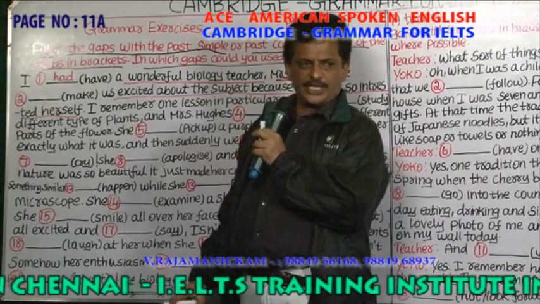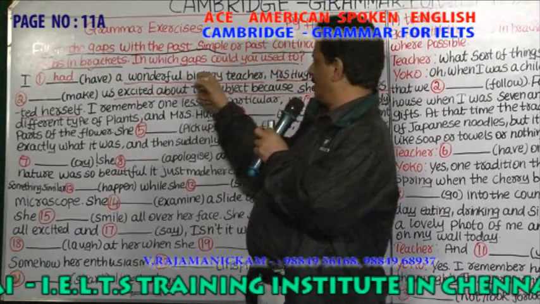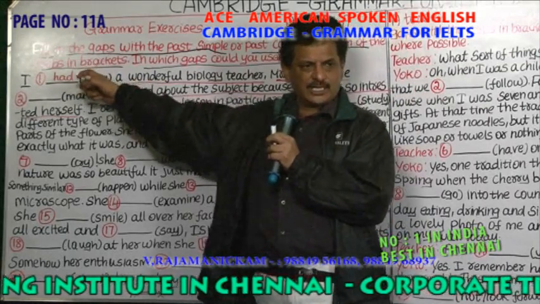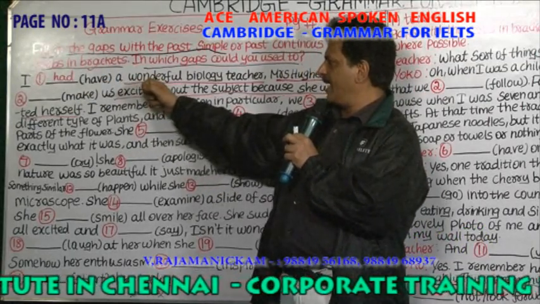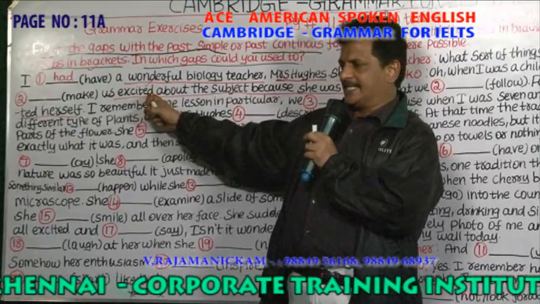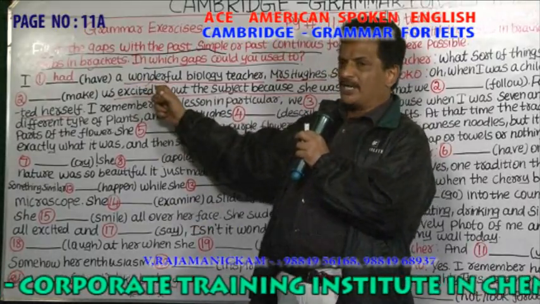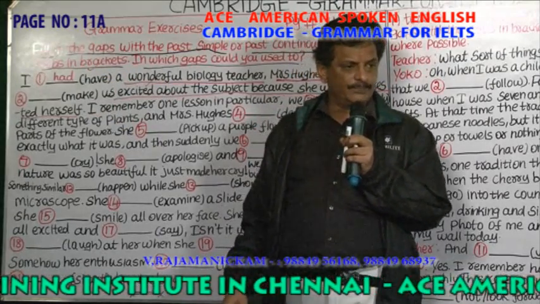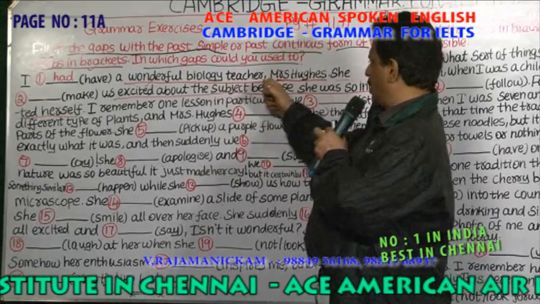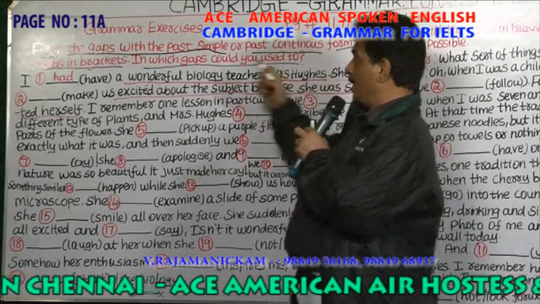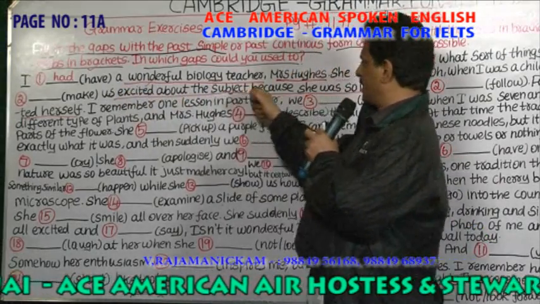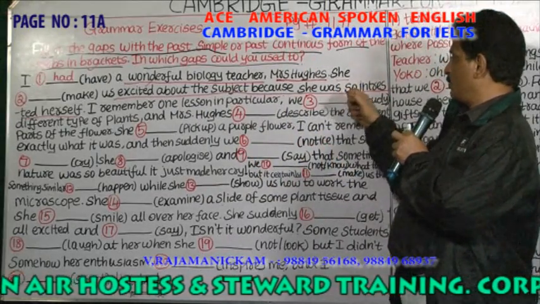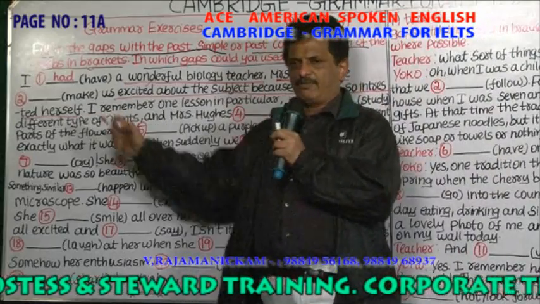The correct answer is given here. I had a wonderful biology teacher, Mrs. Hughes. Why do you use had? Because in the following sentences you find in the main sentence excited, right? So it is the past tense. You are mentioning a past action. So you have to use I had, right? I had a wonderful biology teacher, Mrs. Hughes. She made us so excited about the subject. She made us so interested in the biology subject because she was so interested herself, right?